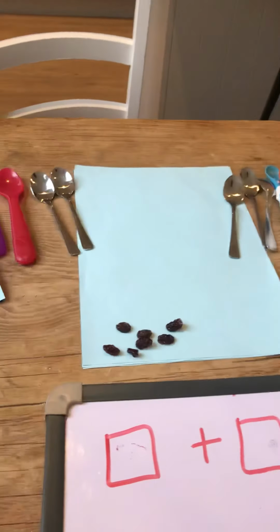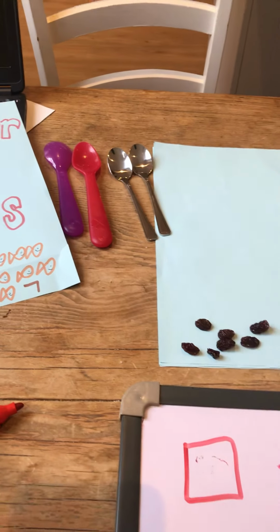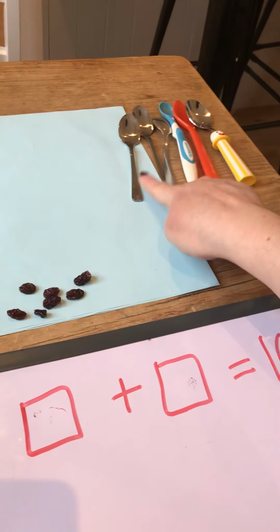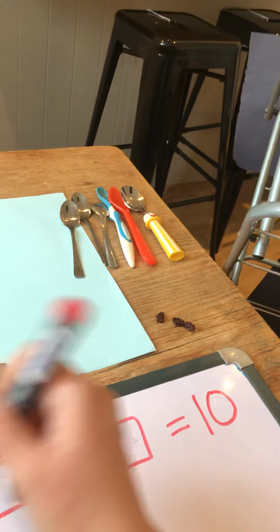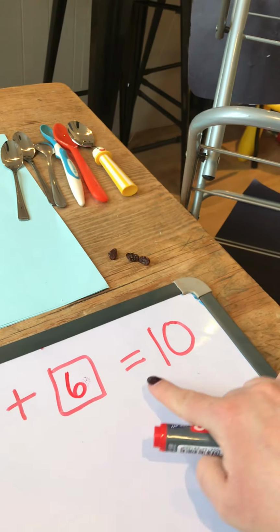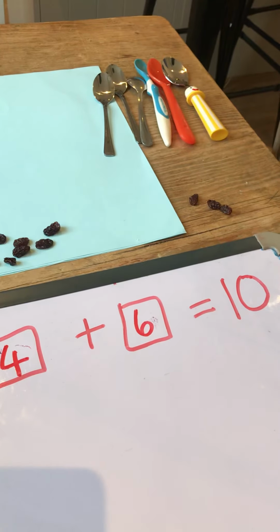So I've got 2 parts. Part, part, whole. 1, 2, 3, 4. 4 spoons. 1, 2, 3, 4, 5, 6 spoons. 4 add 6 equals 10.